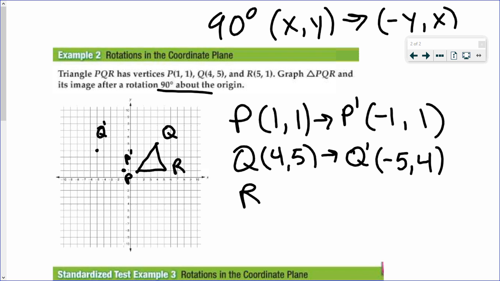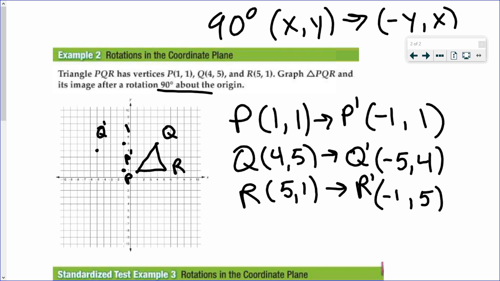Last point we would need to rotate would be point R. Point R is (5, 1). The rotation of that 90 degrees would give us, flip the ordered pair and change the sign of the first, (negative 1, 5). So that's R prime. And we can do our best to connect these points. And that's what our triangle would look like, rotated 90 degrees about the origin.